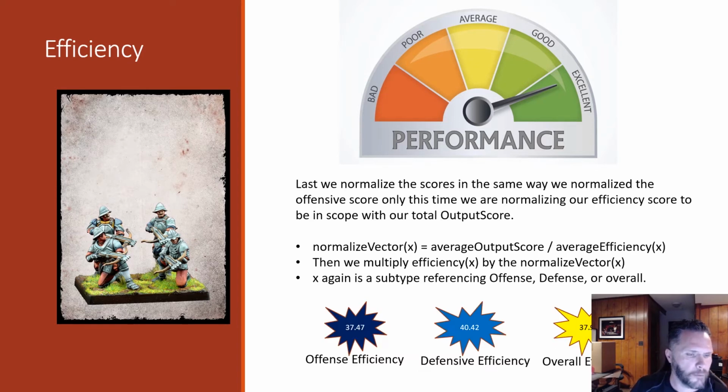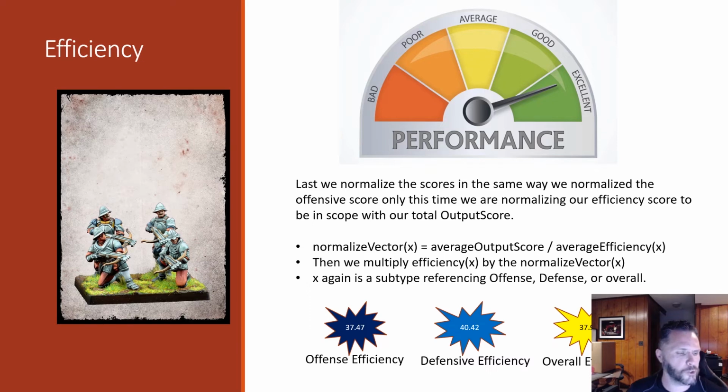Now, I'm also going to normalize those scores. I want to make sure all those numbers are roughly the same as my output score. At this point, I have efficiency scores, which are going to be smaller, and I have my output scores, which are going to be bigger, and I want those scores to be comparable. So I normalize them again. It's the second normalization I do. In this case, the normalization, I call it a normalization vector, is the average of the output score. So that total output, I get the average score, and I divide it by the average efficiency of X, where X is either the efficiency of their offense, the efficiency of their defense, or the overall efficiency. At that point, I have that number, and I multiply the efficiencies by that number.